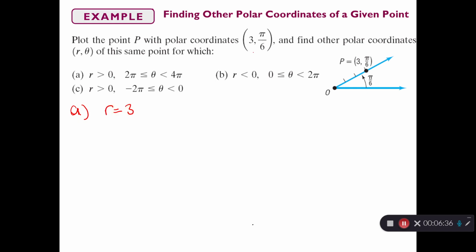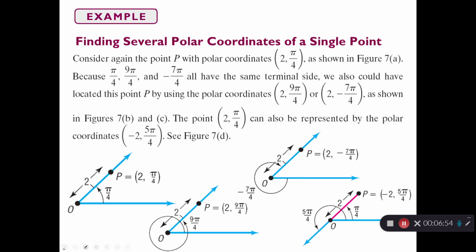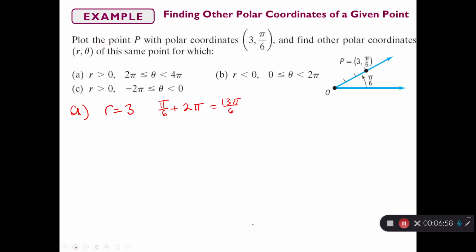But what I'm going to do is add 2 pi to pi over 6. So I have pi over 6 plus 2 pi, and it winds up being 13 pi over 6. So my answer there would be 3 comma 13 pi over 6.